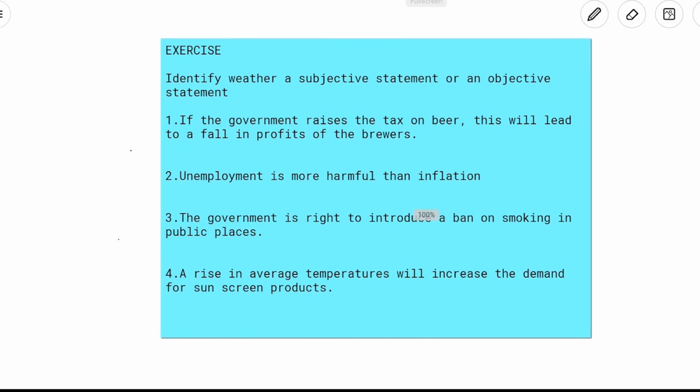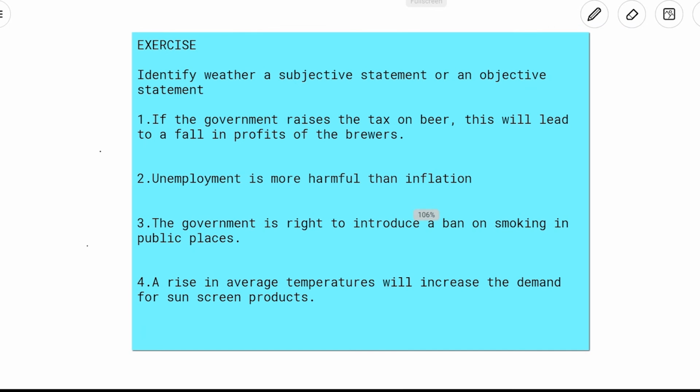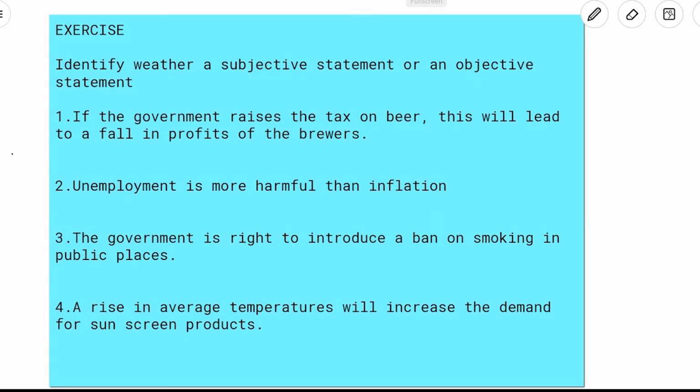With this knowledge, let's move to the exercise. Here, we need to read each and every statement and understand whether it's a subjective statement or an objective statement. Let's move to the first statement.